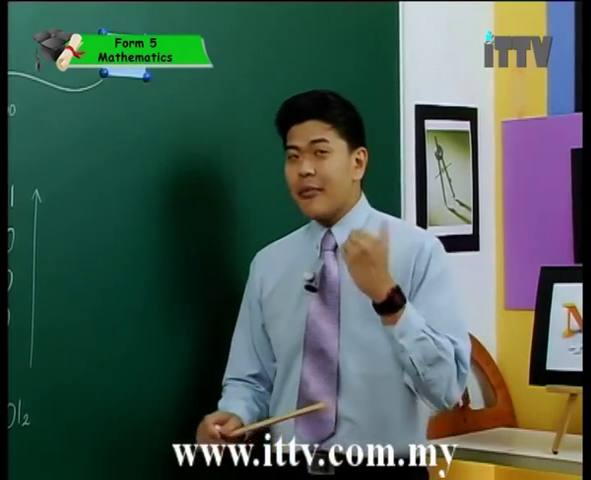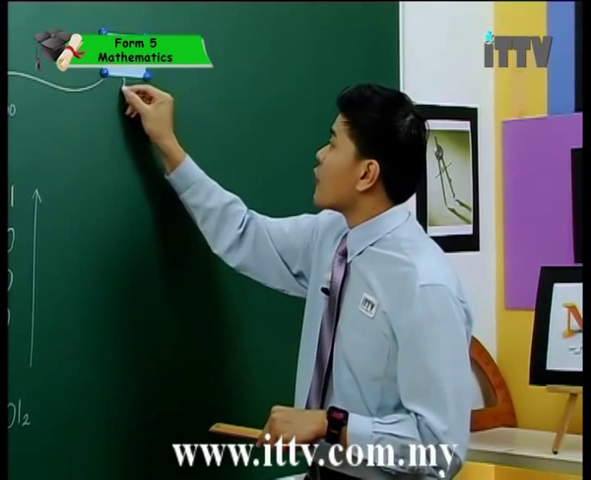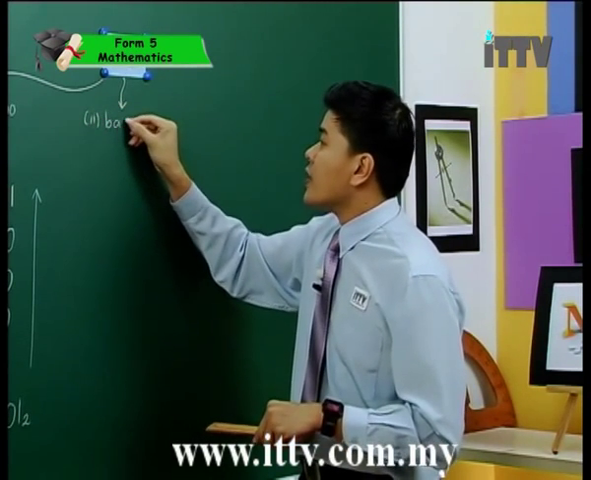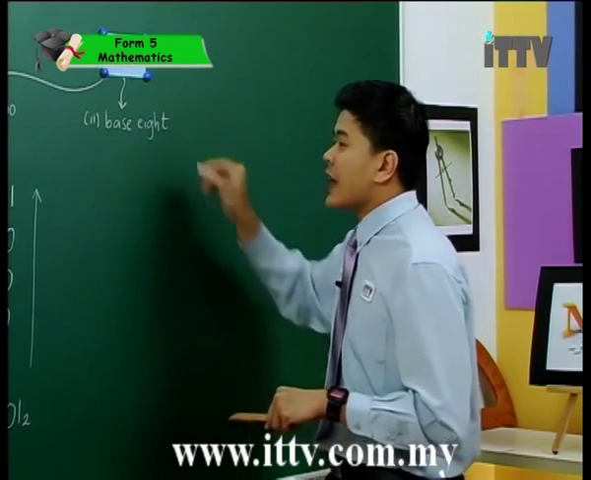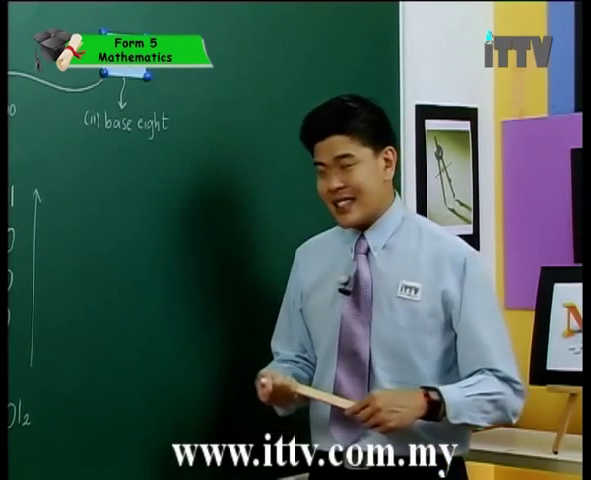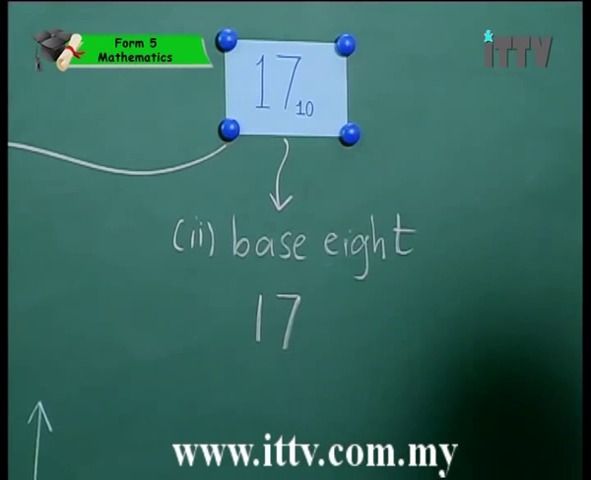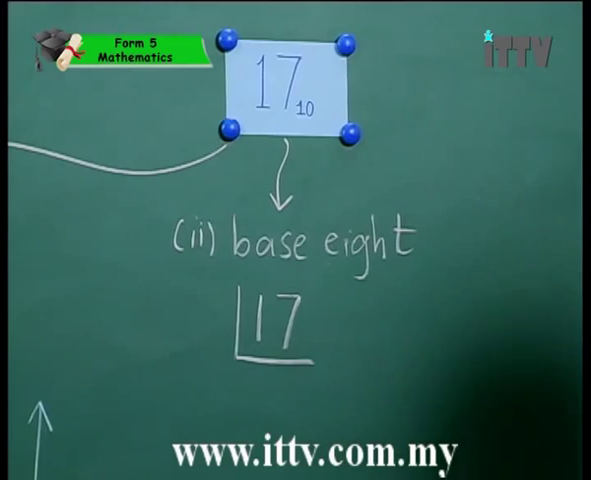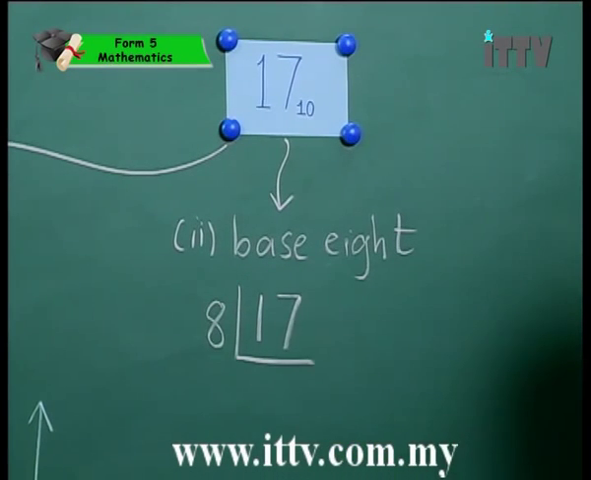Now same thing, we're going to use the quotient method or repeated division. So let us do it right here. Let us convert it to base 8. Can you guess what we're going to do? Based on what we have just seen earlier, same thing. Take the number that you want to convert, which is 17 in base 10, and since we want to convert it to base 8, we're going to divide repeatedly with 8.